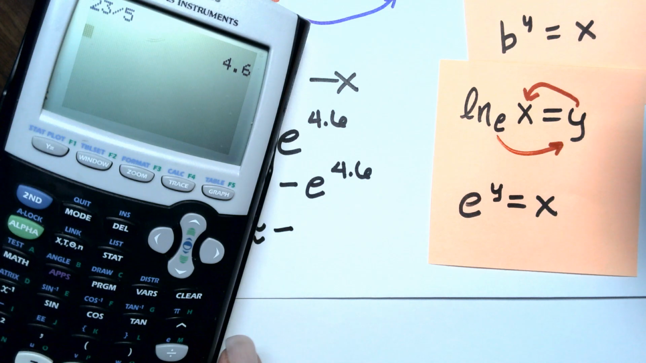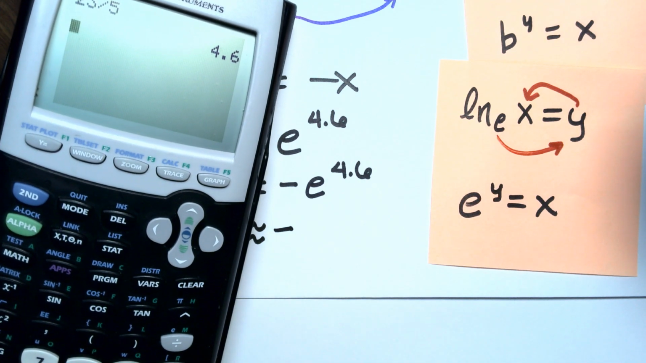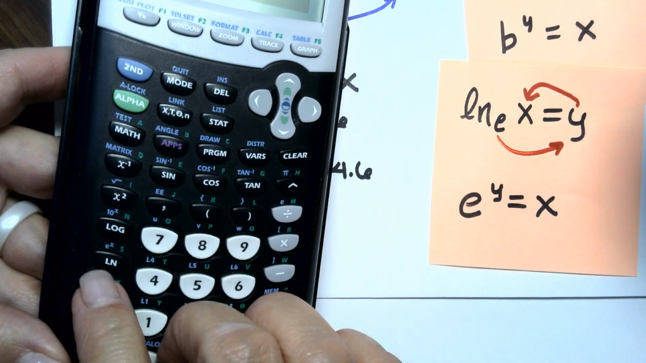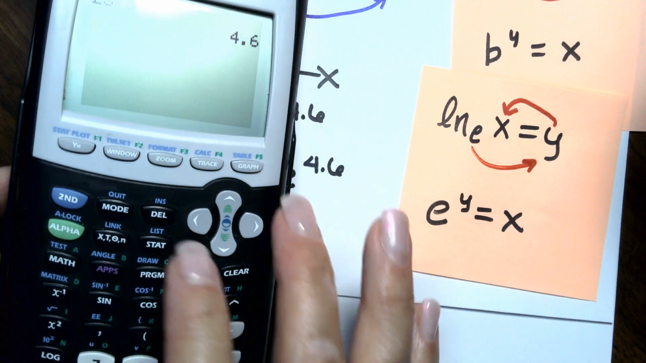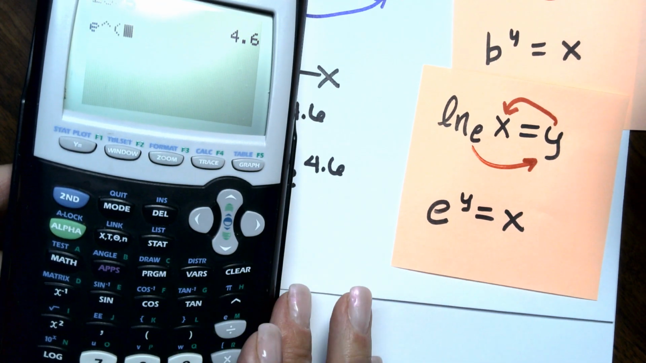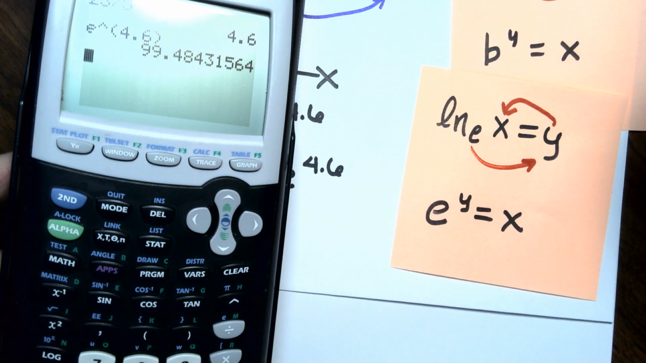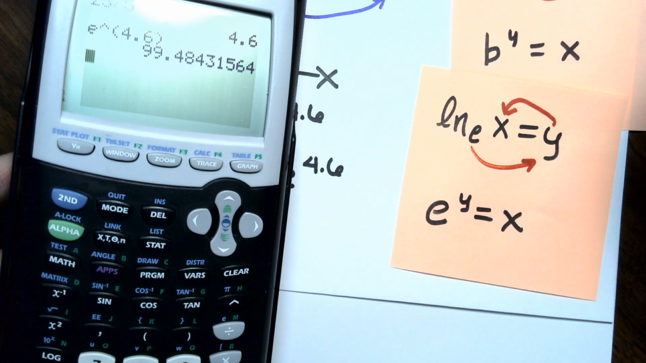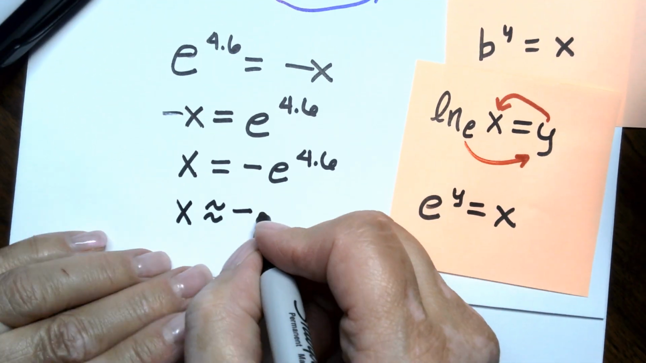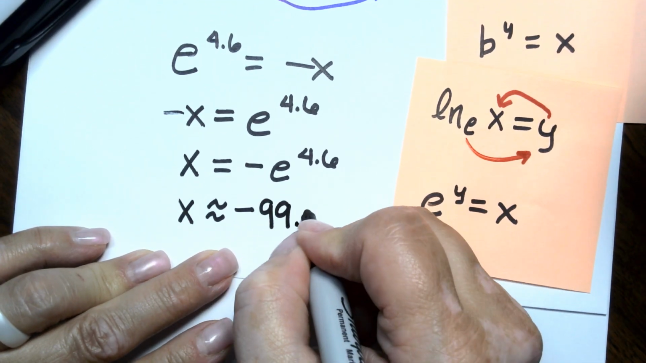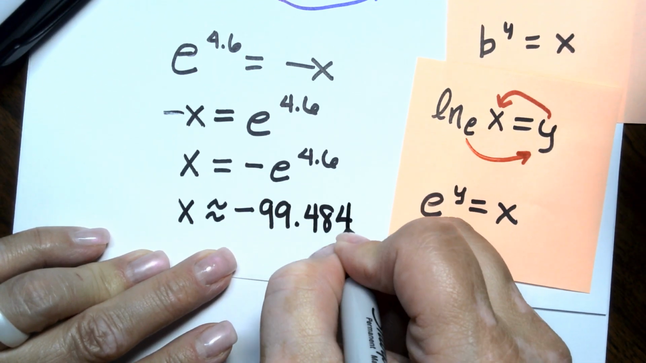I'm just going to grab my e somewhere on my calculator. Where is it? There it is, way down there. Okay, so second e to the 4.6. I could have just typed the answer, but it's just as easy to do that. And there it is, 99.484.